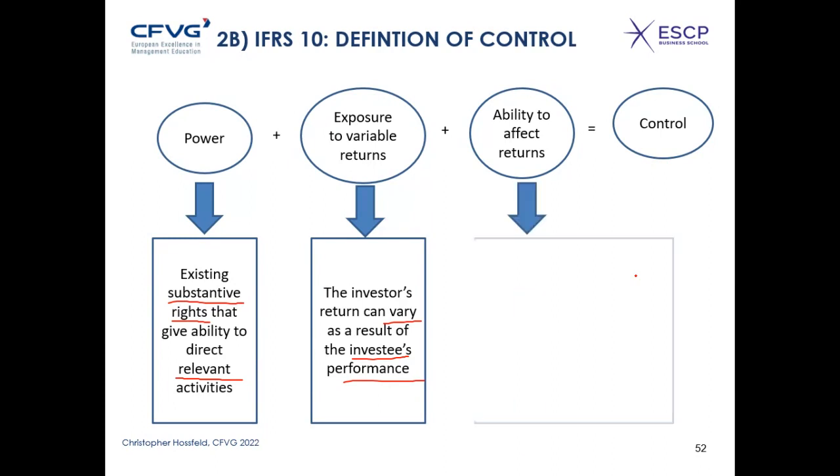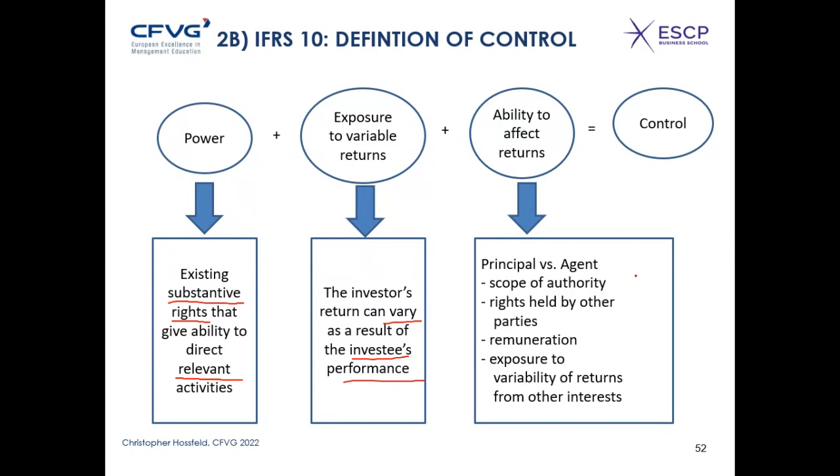Number three, I am able to affect the returns, to use my power. And here we use the principal-agent theory. Basically, if I'm a principal, that means I do have the ability to affect my returns. If I'm acting only as an agent, I do not have the ability, and if I don't have the ability, there's no control. The principal is the one who makes the decision. The agent is someone who only executes a decision, but is not making a decision on their own.